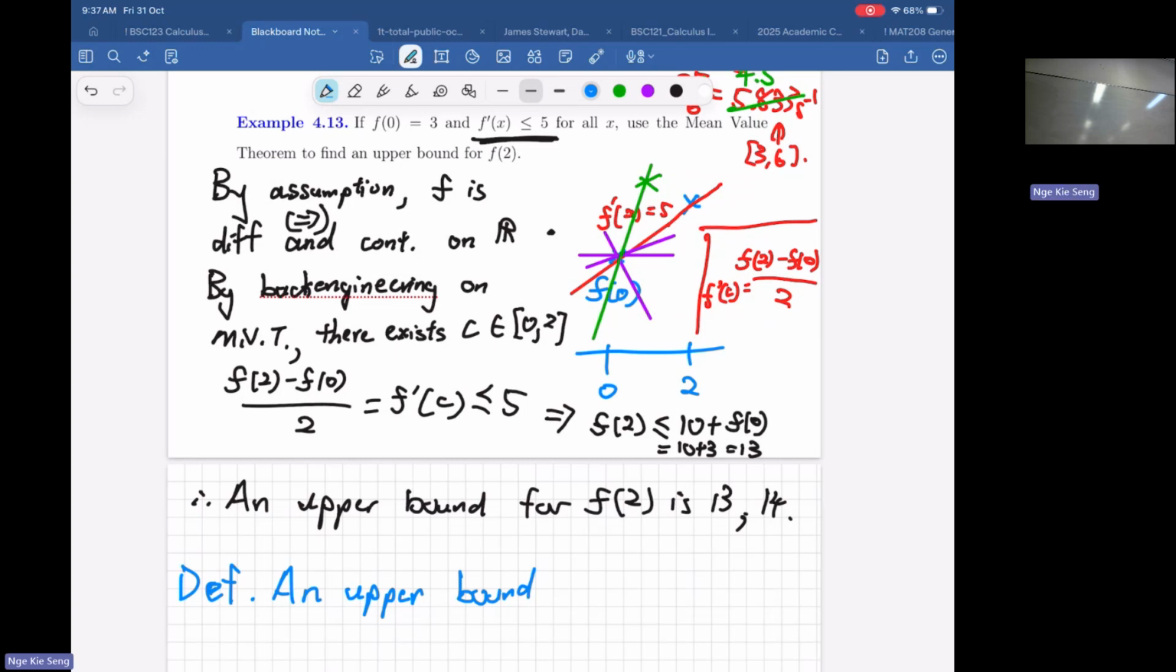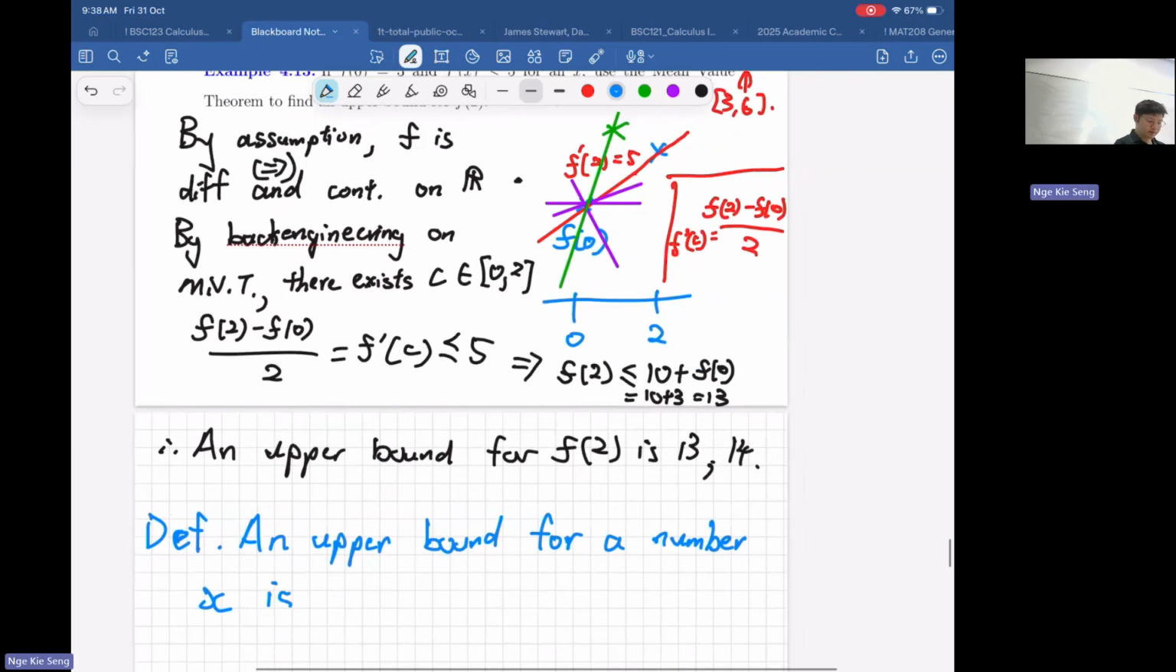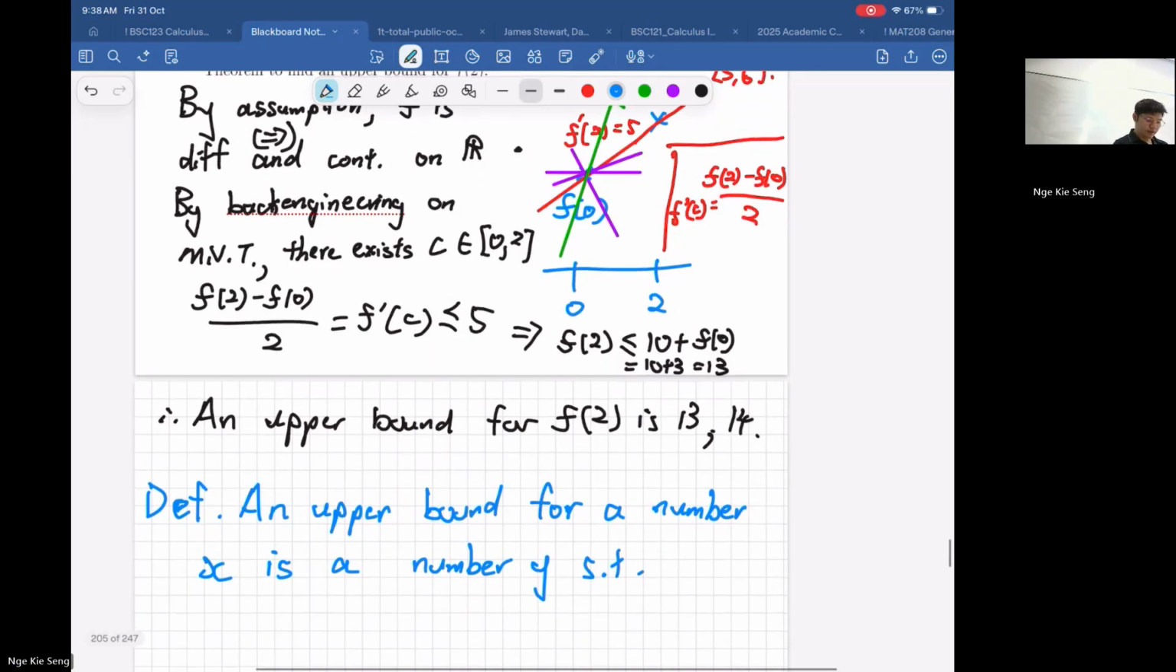So what's the definition of an upper bound? Maybe let's talk about the definition. An upper bound for a number x is a number y such that x is less than or equal to y. That's it.